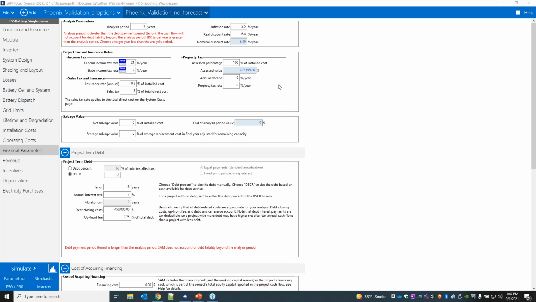While people are typing their questions, I will make a note that I forgot to mention during the LCOS portion of the presentation. There is an additional input for salvage value specific to the storage, the battery storage, which is taking a percentage of your storage replacement cost in the last year of the project. And then that number is adjusted for what capacity is left from the battery due to the lifetime degradation. So that's an additional new input that will be in the next release as well.